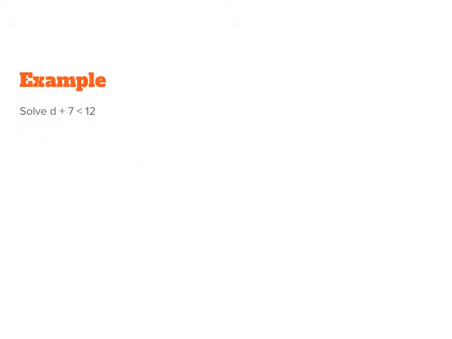Go ahead and pause the video and solve the inequality d plus 7 is less than 12 for d, and then hit play and see how you did. So for this one, we needed to get rid of the plus 7 on the left side, and in order to do that, we need to subtract 7 from both sides. So if we subtract 7 from the left, we're left with just the variable d. The inequality less than stays the same. 12 minus 7 is 5. So my final answer would be d is less than 5.